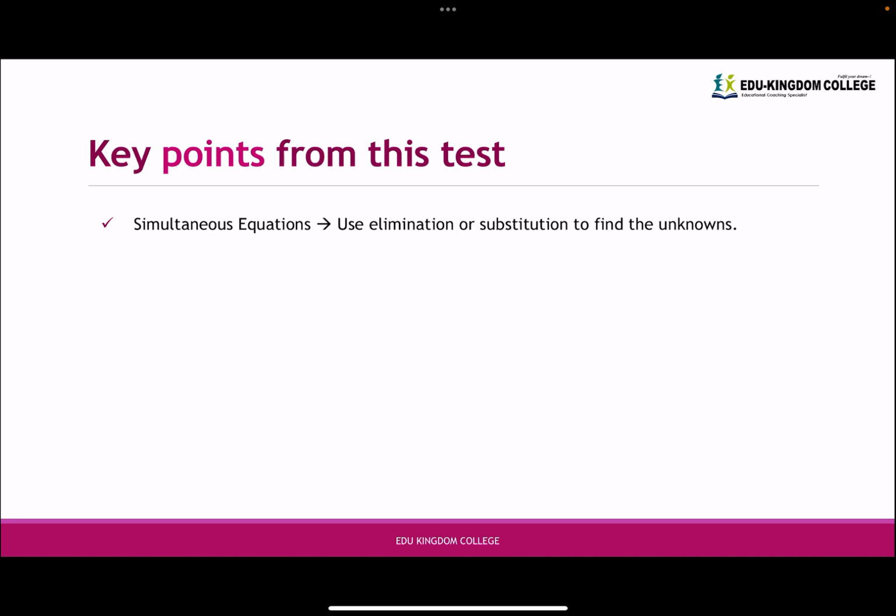Good job. The key points from this test were just the simultaneous equations. You either use elimination or substitution to find what the unknowns are. Other than that, there are no other key points.